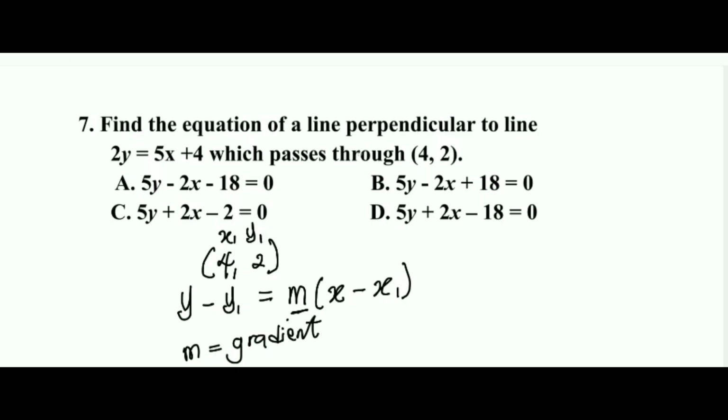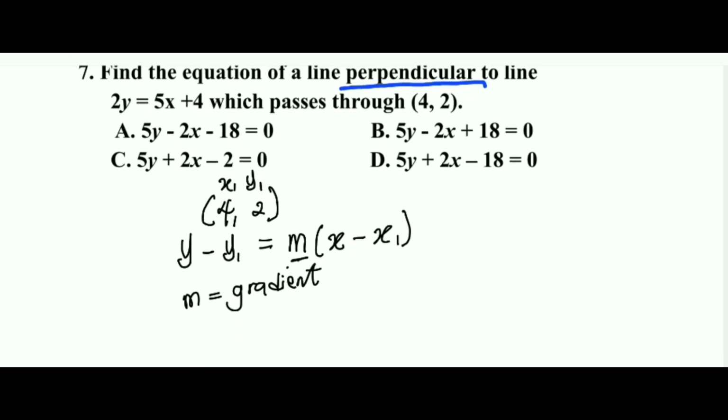That's where the word perpendicular comes into play. When two lines are perpendicular to each other, the product of their gradients, the gradient of the first one times the gradient of the second, is equal to minus 1. So in order for us to find the gradient needed for this equation, we need to find the gradient of this other equation.